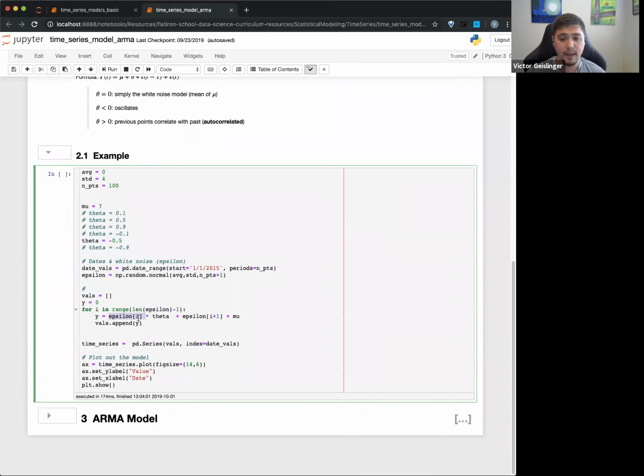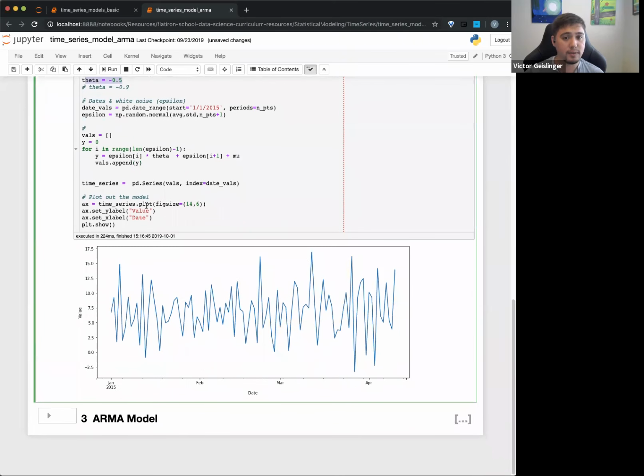So just running the same thing, you can see the biggest difference here is that essentially I'm keeping in the fact that there's epsilon i here, and I get epsilon i plus 1. So that way we're kind of adding this all together. And let's go ahead and run this. So you can see we had a theta of negative 0.05, and there's a little bit of oscillation here.